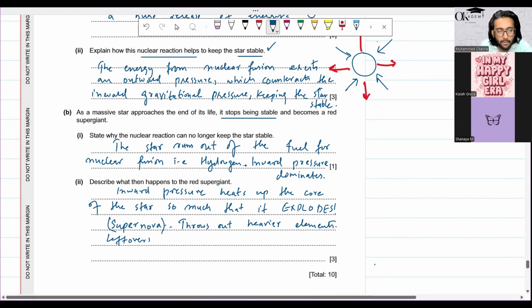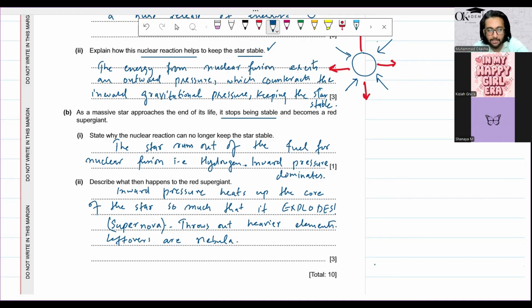Leftovers are nebula. The remains or the ashes of the supernova is actually the nebula, which becomes the raw material for the next star, a new star. So it's a cyclical process. And well, how does it end up? It ends up being the core of the star.